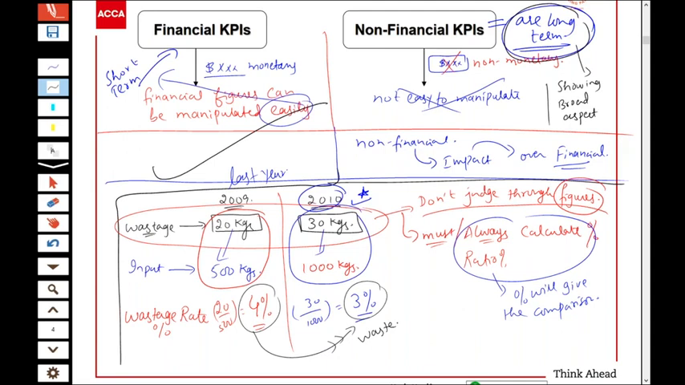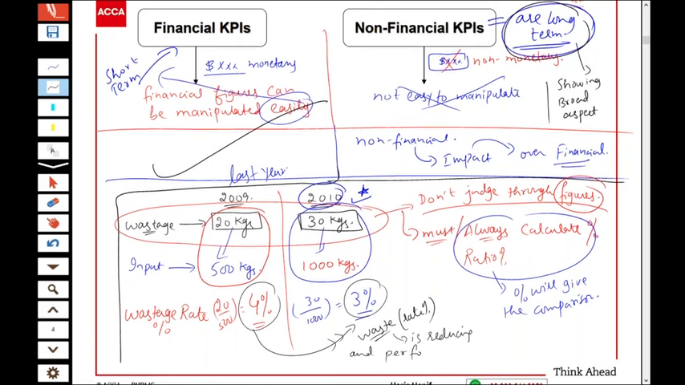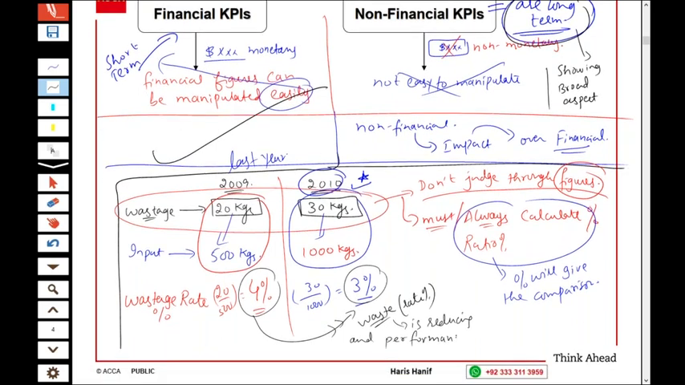No, not waste, the wastage rate percentage. The wastage rate is reducing and performance is good, and performance is getting improved. All right, the performance is getting improved.